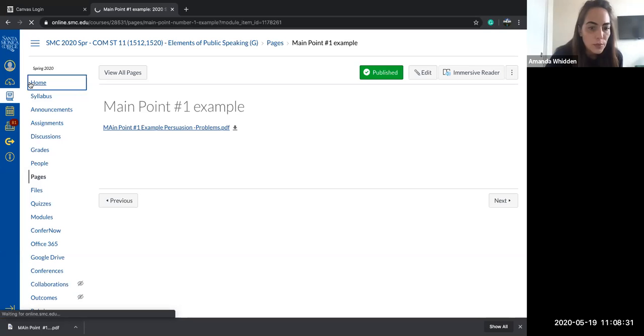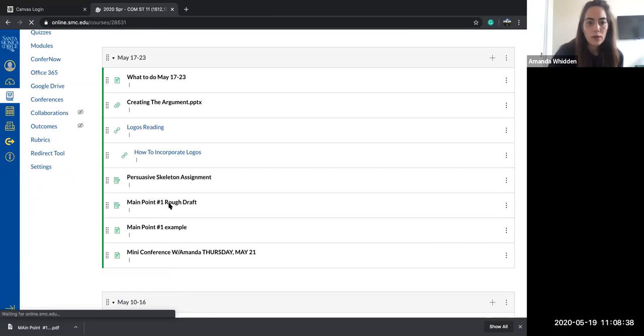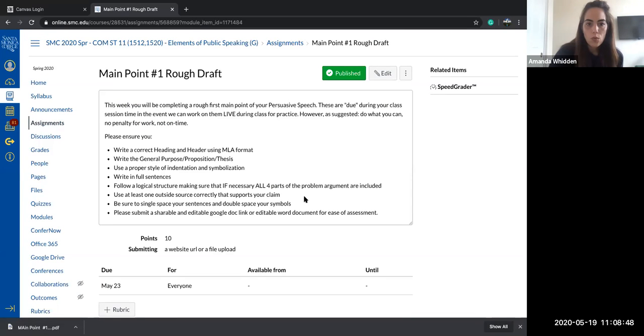The only thing that I'm going to ask y'all is that when you're posting to the assignment, which will be here, main point 1 rough draft and main point 1 example, please do so using a doc or uploading it to our OneDrive at Santa Monica. Because if you do a PDF, sometimes it's just not as easy for me to write in there, is all I'm saying. But if it's editable, it'd be great. If not, don't worry. I will still be able to get you your feedback.